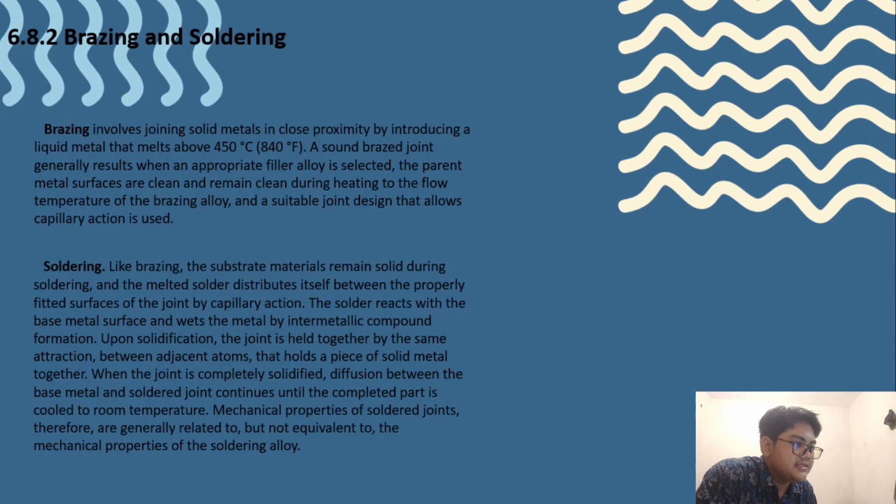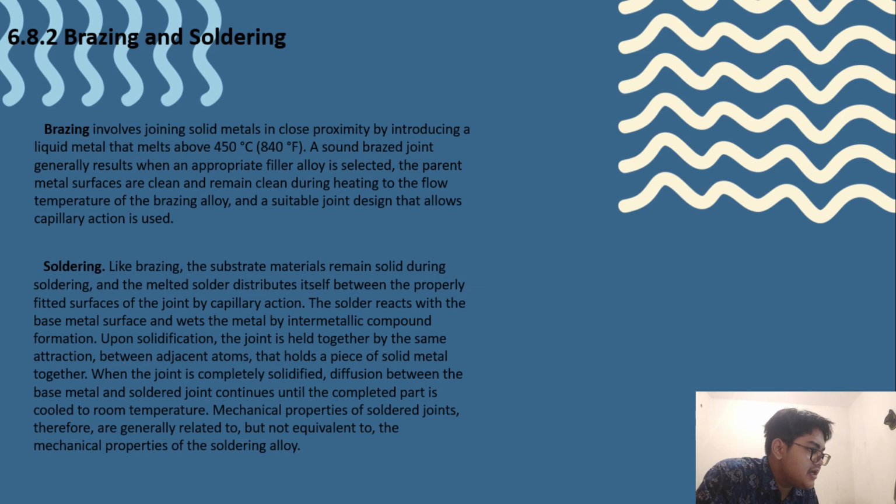Next we get 6.8.2, brazing and soldering. Brazing involves joining solid metals in close proximity by introducing a liquid metal that melts above 450 Celsius. A sound brazed joint generally results when an appropriate filler alloy is selected, the parent metal surfaces are clean and remain clean during heating to the flow temperature of the brazing alloy, and a suitable joint design allows alloy capillary action to be used.